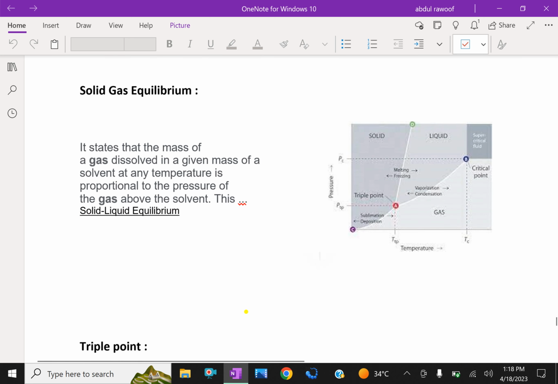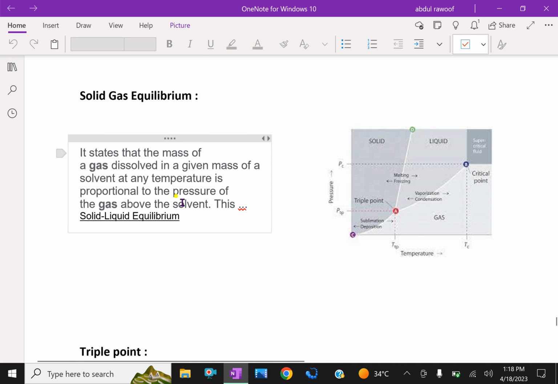Next, gas-liquid equilibrium. Henry's law states that the mass of a gas dissolved in a given mass of a solvent at any temperature is proportional to the pressure of the gas above the solvent.